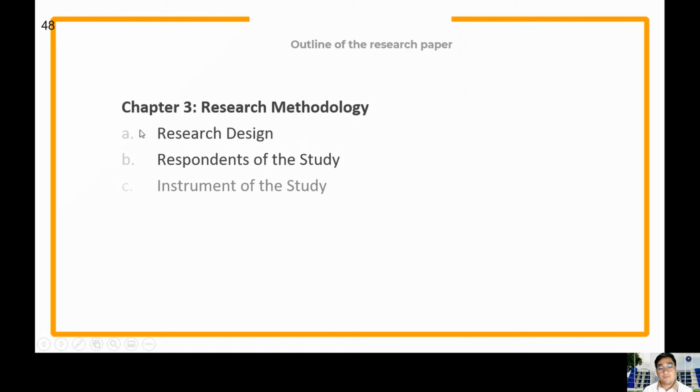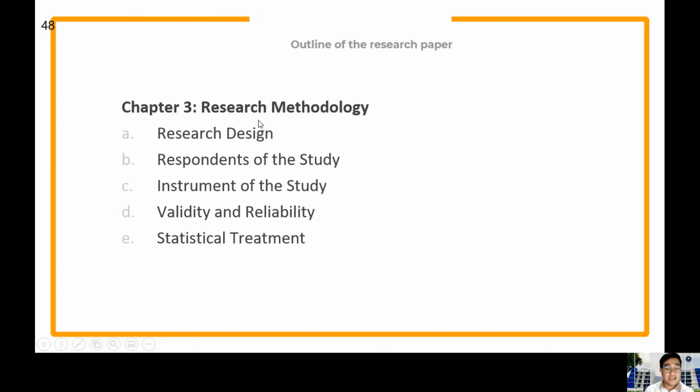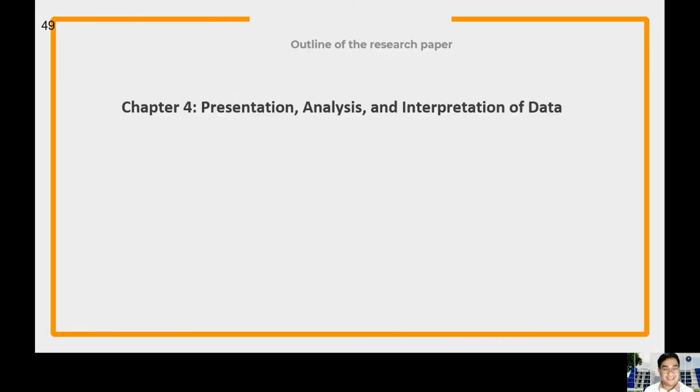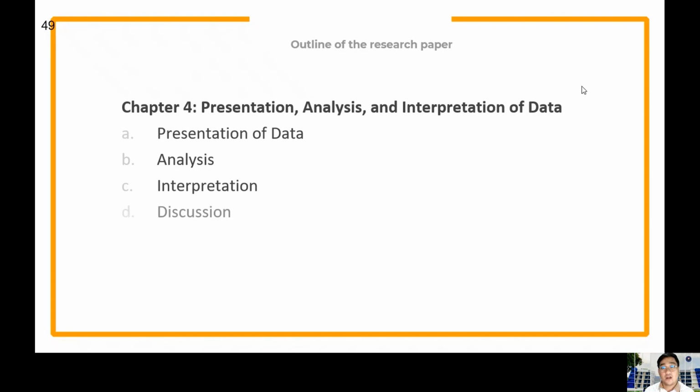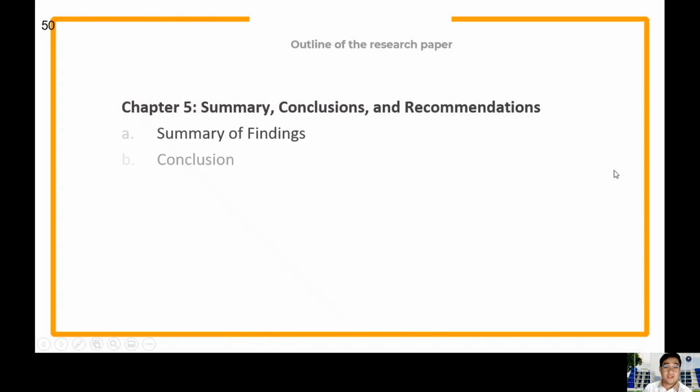We have for chapter 3: research design, respondents of the study, instrument of the study, validity and reliability, statistical treatment. So basically, until chapter 3, these are the things that you are to do before you conduct and gather data. And after that, you will have your presentation, analysis, and interpretation of data. Okay, let's proceed. The next is summary, conclusions, and recommendations. So summary of findings, conclusions, and recommendations.